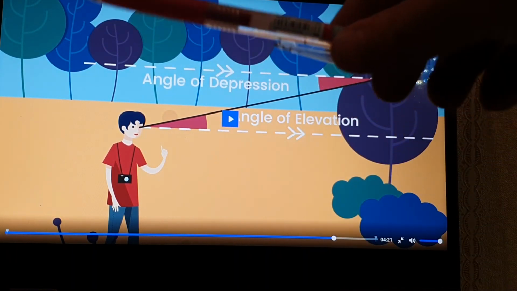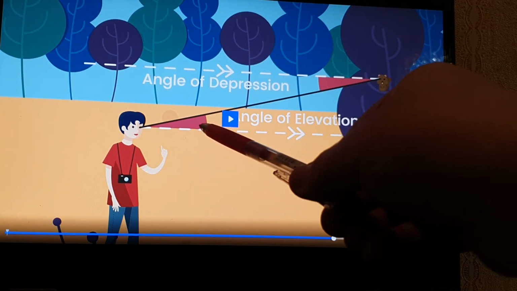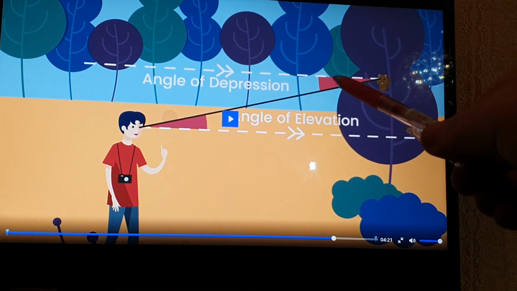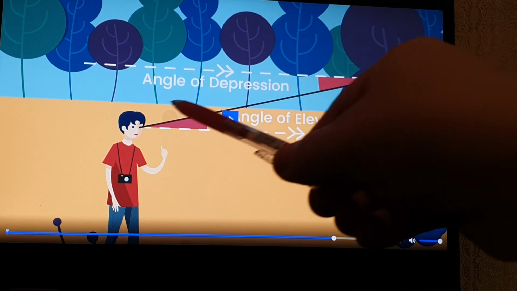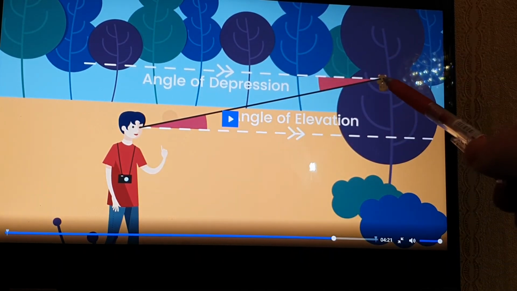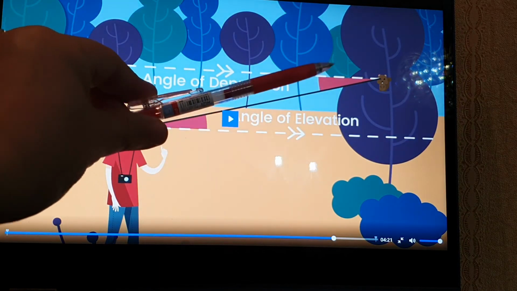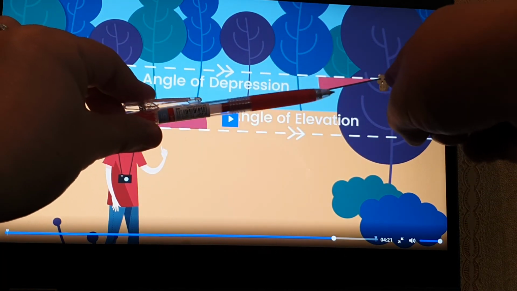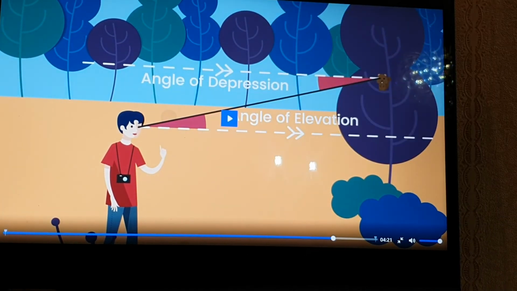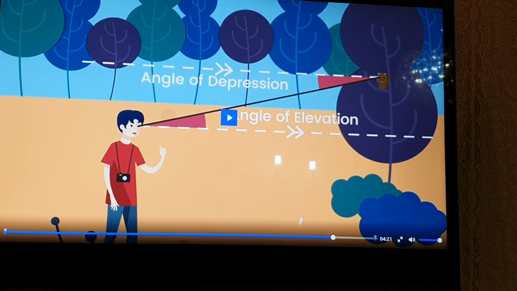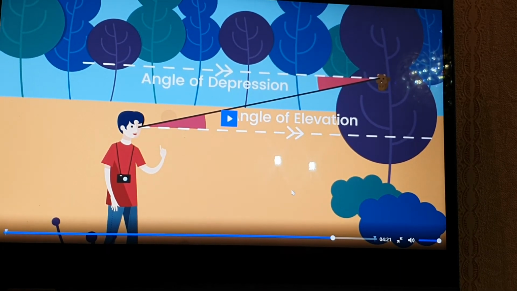But when we say angle of depression, you cannot just say this is the angle of depression. You must say this is the angle of depression of Dylan from the squirrel. This is the angle of elevation of the squirrel from Dylan, alright.